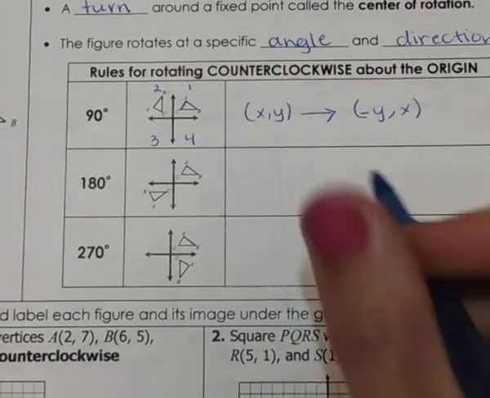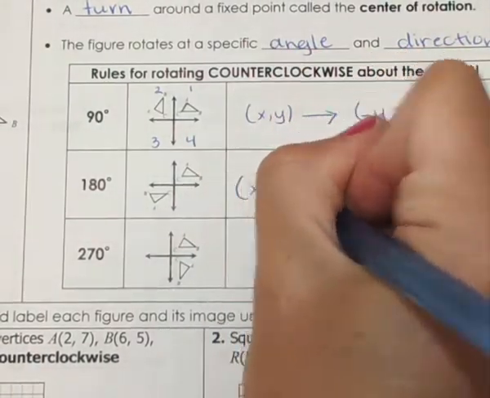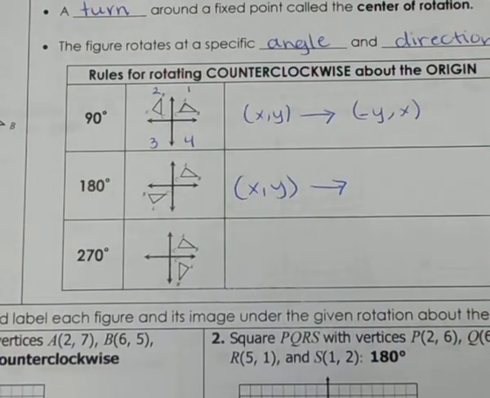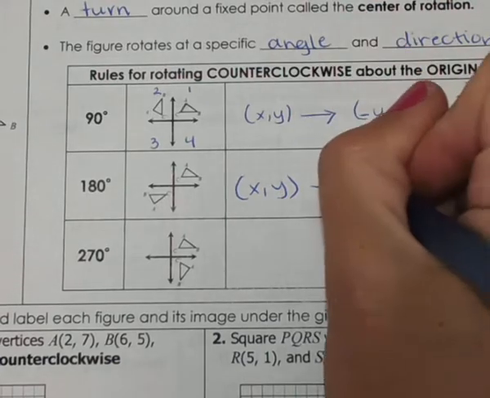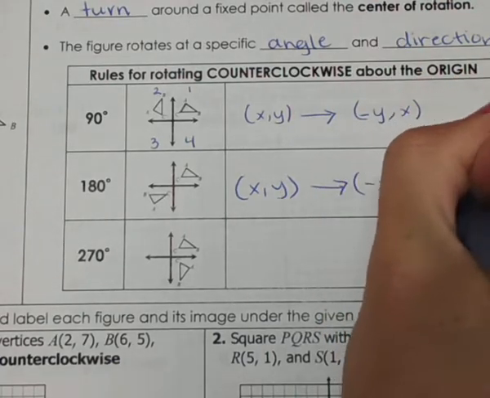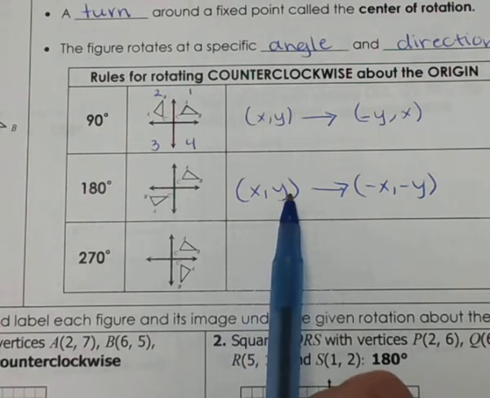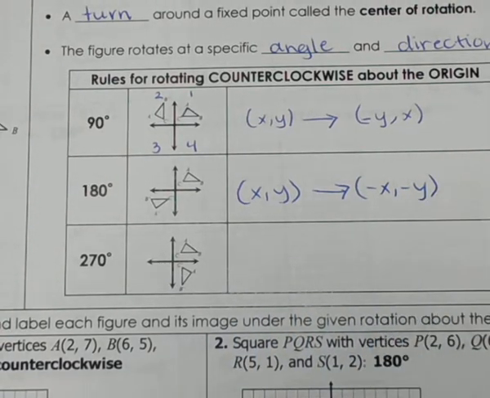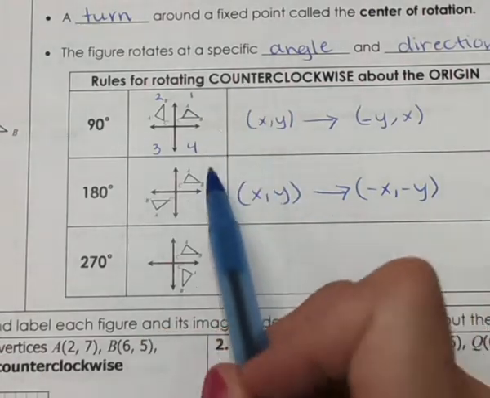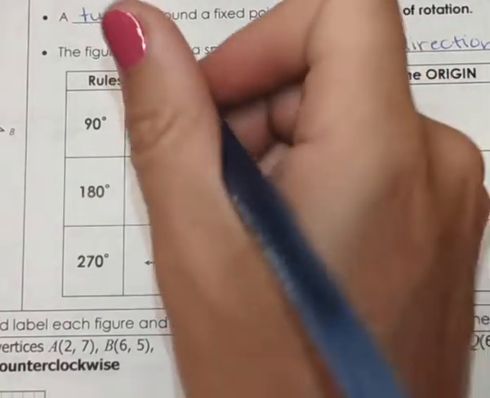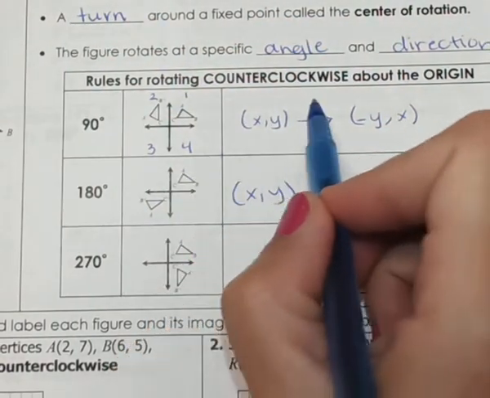All right, the rule is if you start with x comma y, all you have to do for this one is change all of the signs. So you don't have to flip any of the numbers, you just change all of the signs. So if they're both negative, they become positive. What would happen if we're in quadrant 1 and I'm going to rotate 180 degrees clockwise?